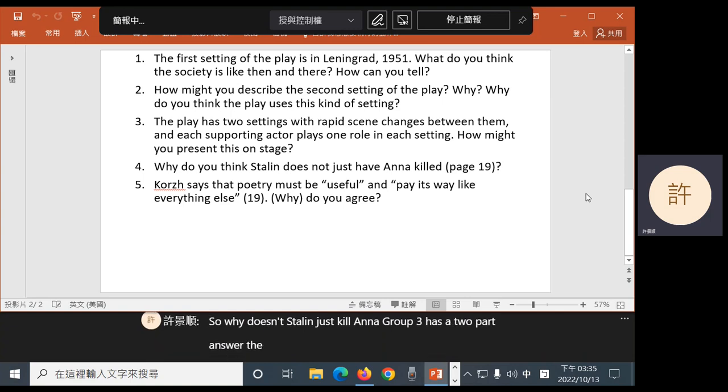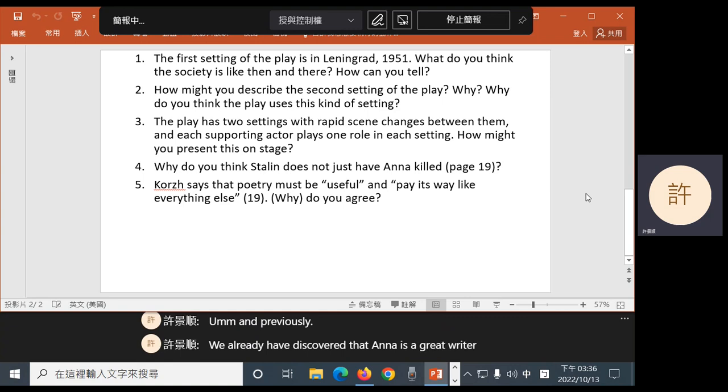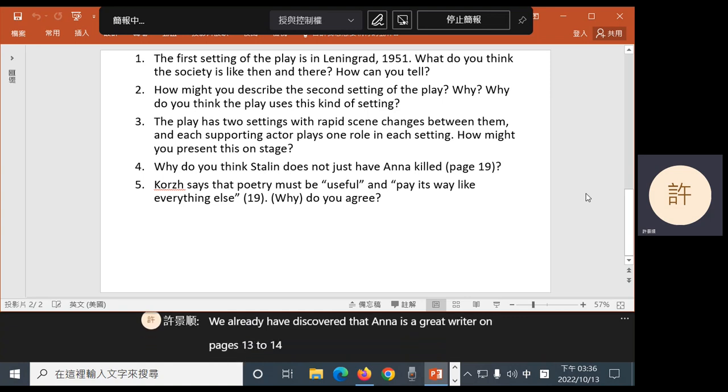The first part is on page 19, near the bottom. The last thing that Stetsky says: Comrade Stalin believes writers are engineers of human souls. We need our greatest writers to describe what we're doing. And previously, we already have discovered that Anna is a great writer on pages 13 to 14, scene 10. Let's look at page 14.